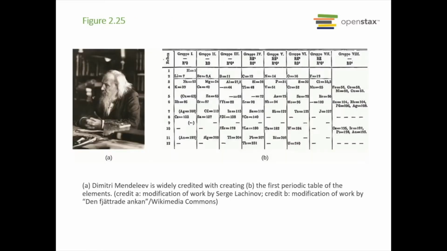So this is what his table looked like. Looks a lot different from our table, right? But this is the first modern periodic table. And you can see these empty spaces that he left, and some of them where you can even see him predicting some masses and what he thinks is going to fit there.